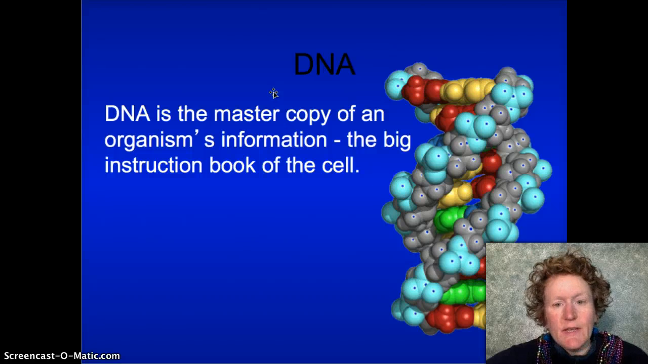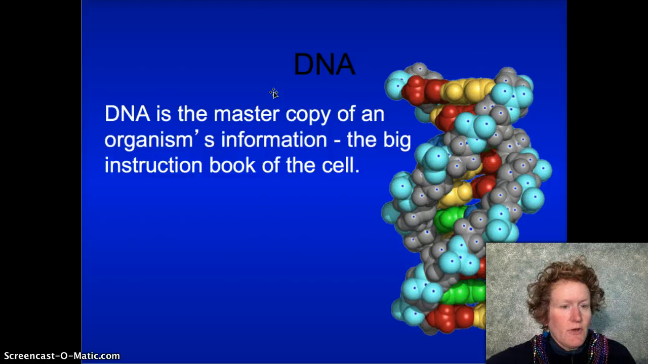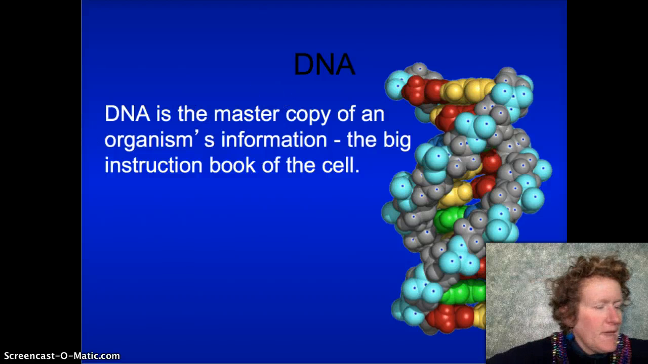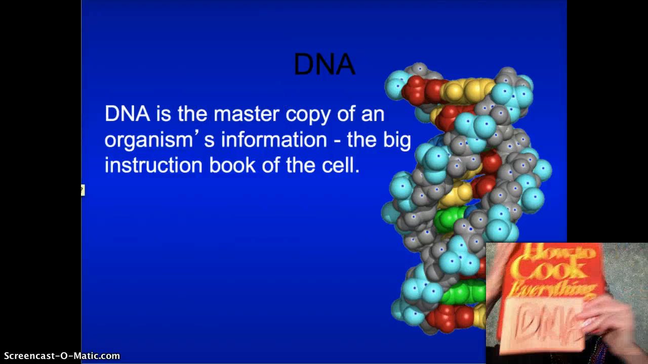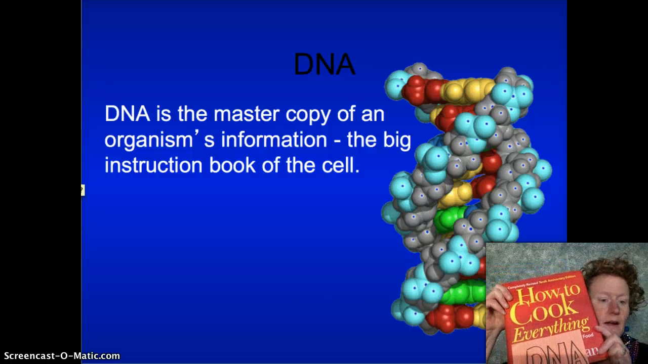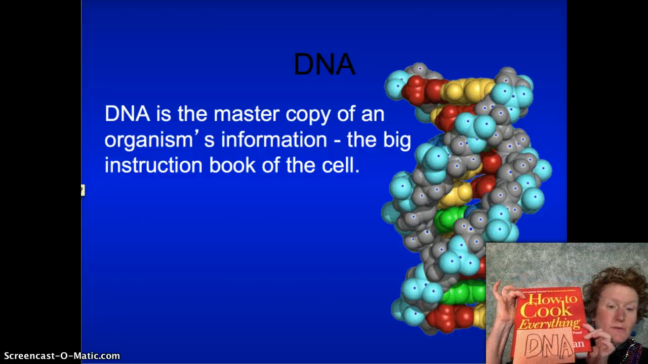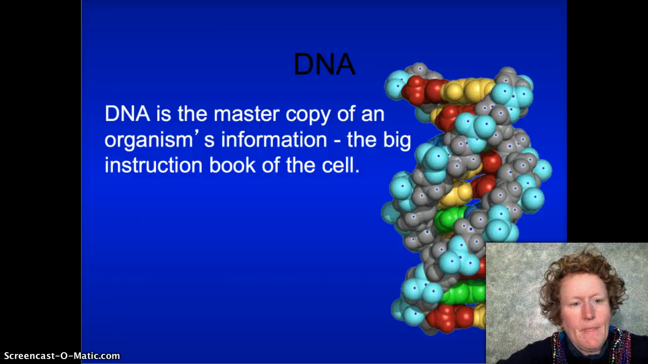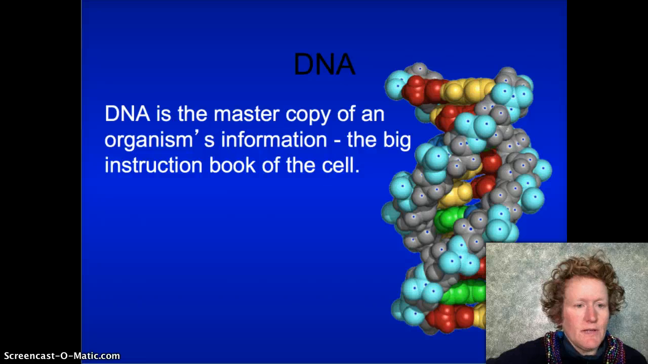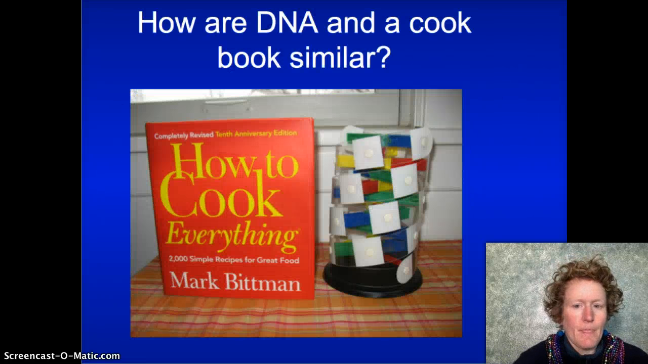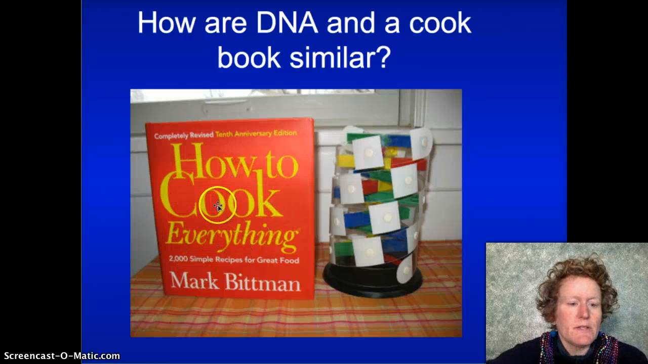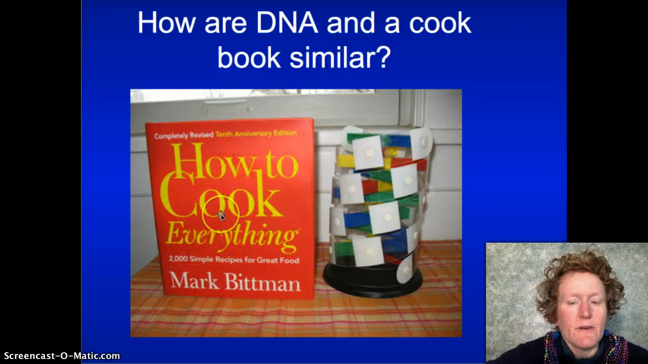Now we know that DNA is the master copy of an organism's information. It's the big instruction book of the cell. And I happen to have a big instruction book of my kitchen right here. This is how to cook everything. It has a whole bunch of recipes, 2,000 in fact. But that's not even as many as your DNA.